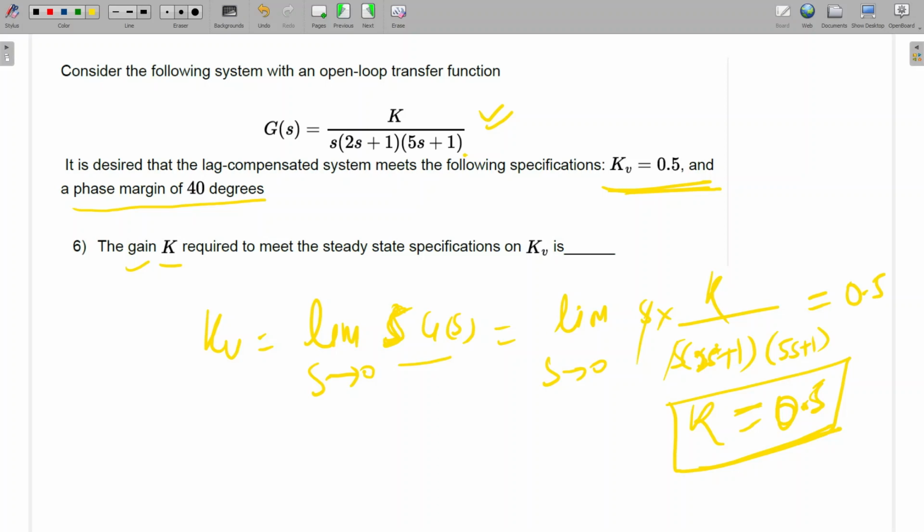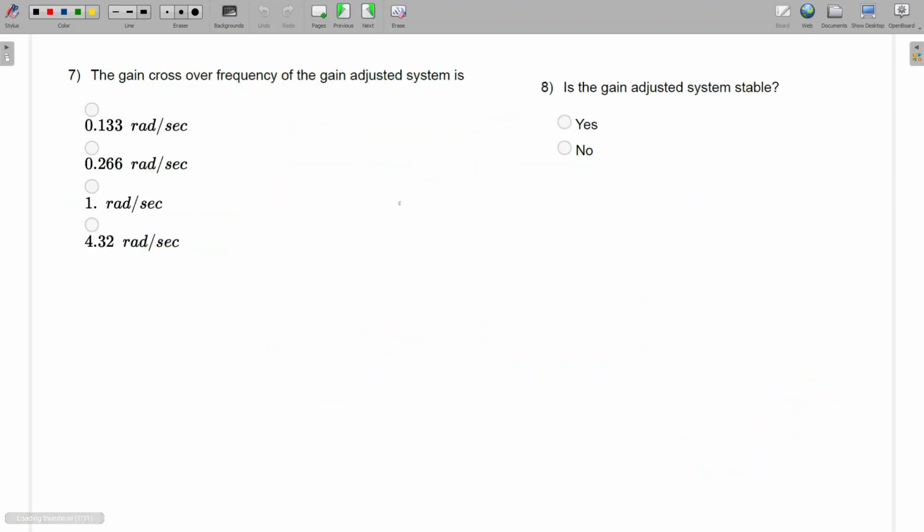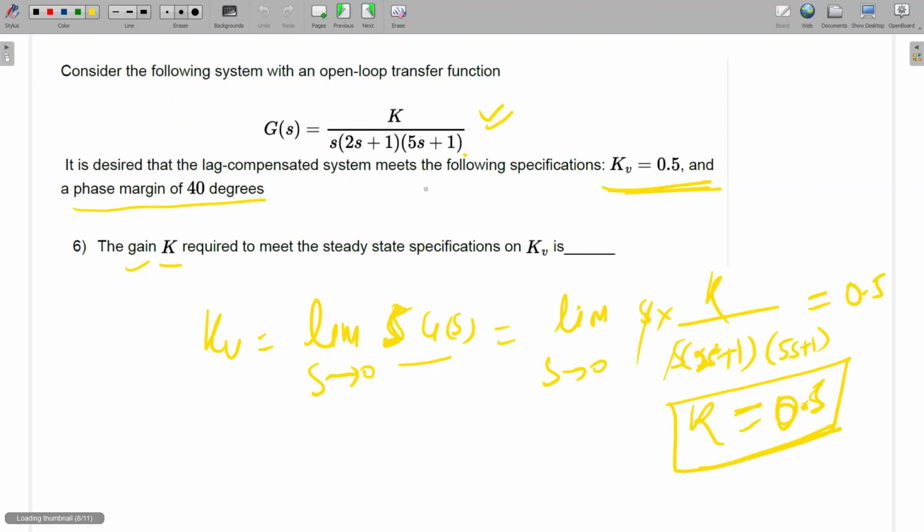Any doubt, you can ask. Should I move to the next question? Yes, sir. Okay. So we have to calculate the gain crossover frequency of the adjusted gain system. So what is the adjusted system? G(s) is equal to the K value we have calculated, K is equal to 0.5. So 0.5 divided by s into (2s plus 1) into (5s plus 1).